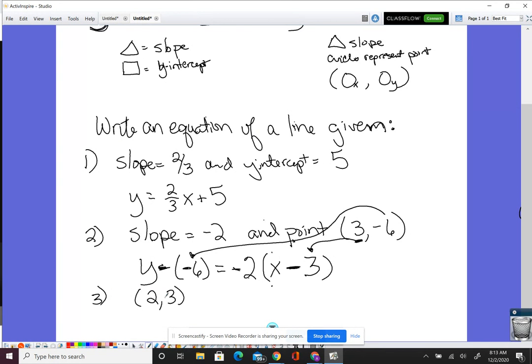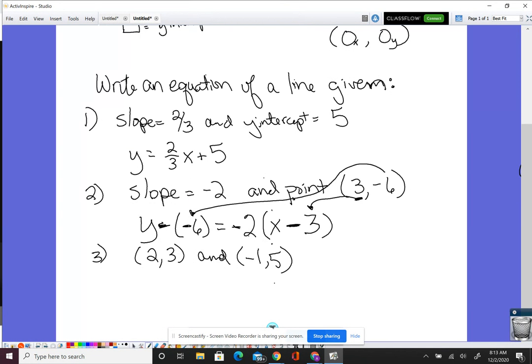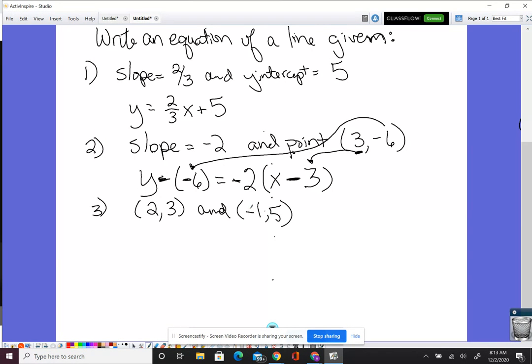It goes through (2, 3) and (-1, 5). What do you do then? Well, you don't have a y-intercept, so you can't use that first one. You are given a point, so the second one is the one that you're going to use. But what else do you need to know besides a point to use that equation? Well, you need to know the slope, right?